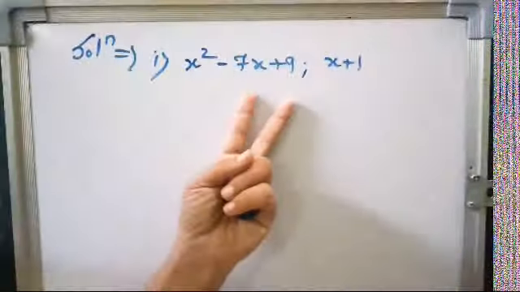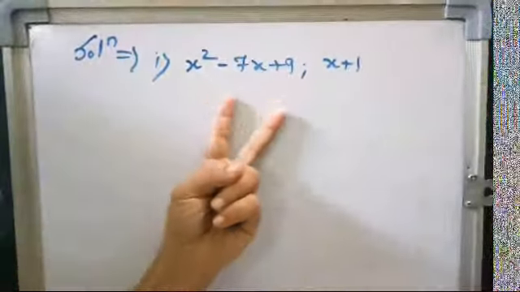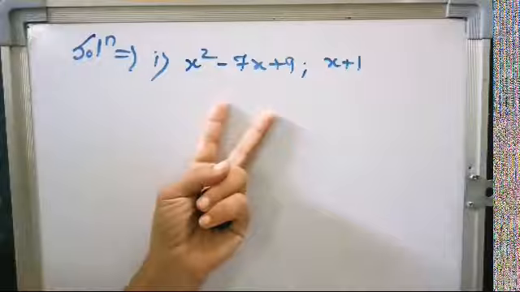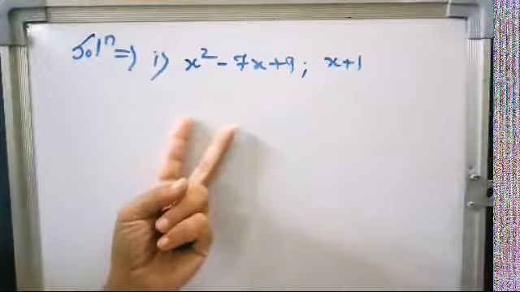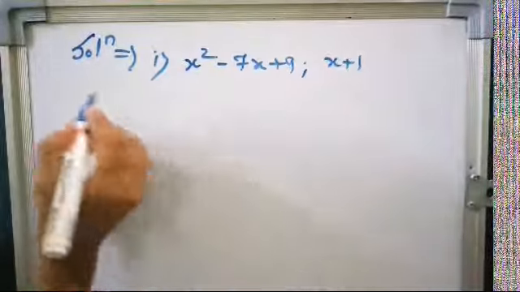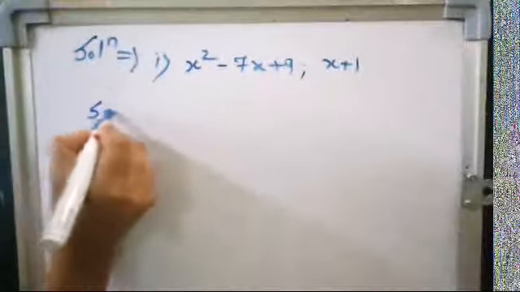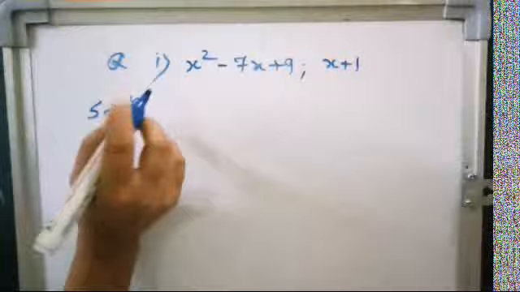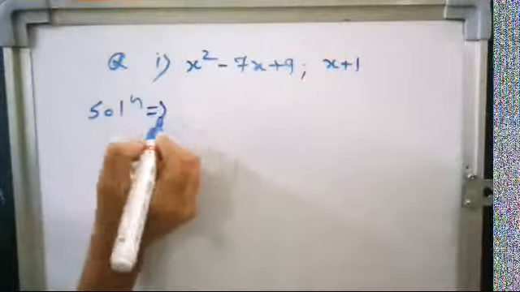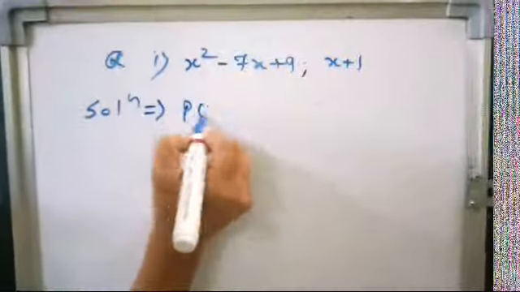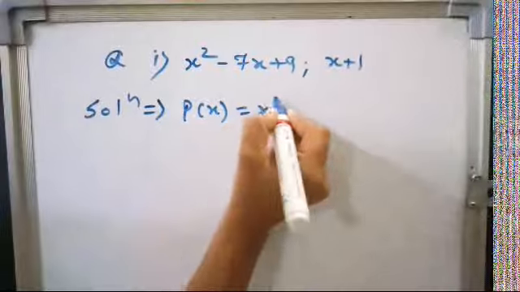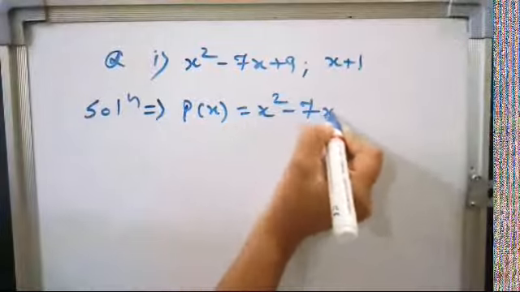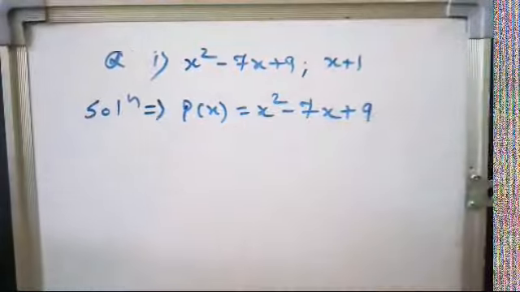We have to divide, but we have learned the 3 methods that we don't have to use here. Now we have to use the remainder theorem. So how to write the solution? We will write here, it is question 1. So solution, how to start? First of all you will write p of x is equal to x square minus 7x plus 9, right?